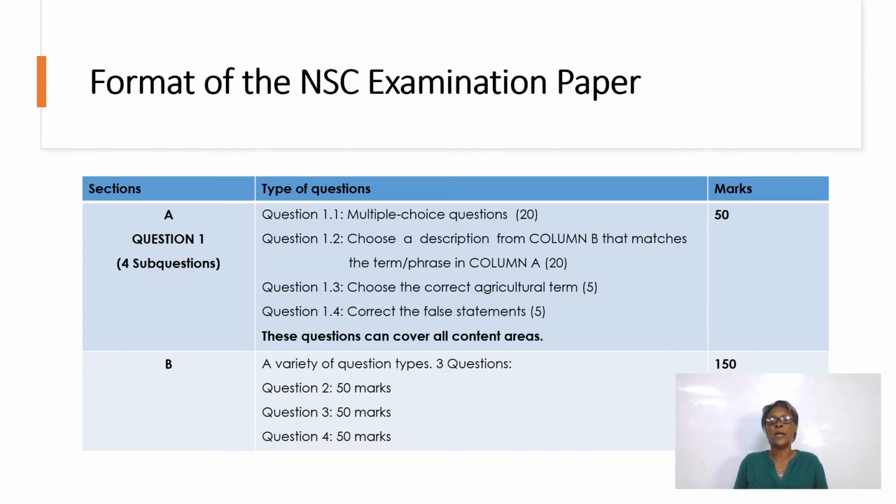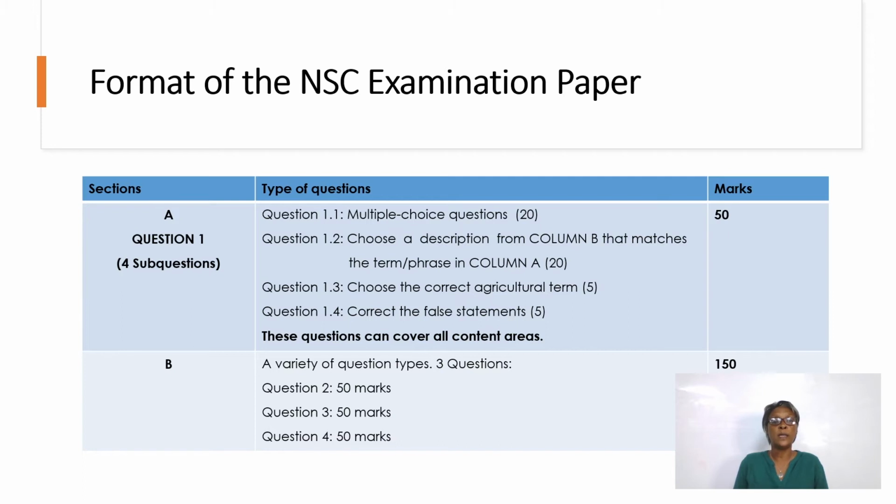Now, I don't know if you guys notice this, but when you look at this question, in column A, there are always 10 questions, and in column B, there are 12 answers. So there are always 2 answers that don't match with the questions in column A. Question 1.3, choose the correct agricultural term, and 1.4, choose the correct or false statements for 5 marks. So your question 1 will be 50 marks. Remember, these questions can cover all the content areas that you have in your question paper.